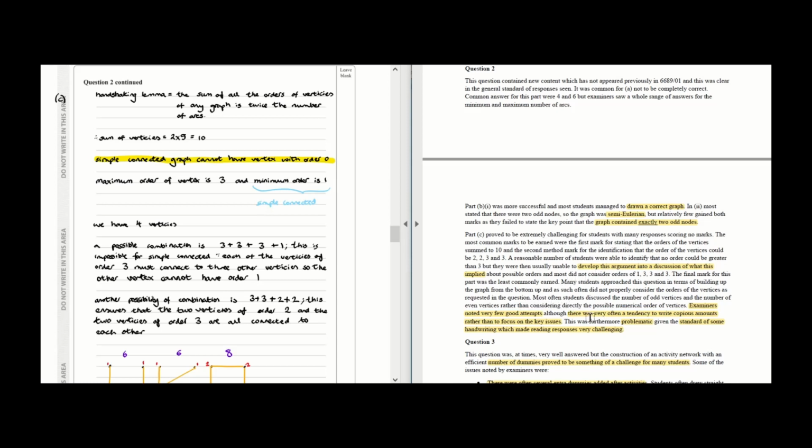There was also the problem of people writing more than what was needed, and I think handwriting gave a bit of a problem as well in terms of answering this question and getting the correct answer. So graph theory, I recommend, if it's something you're struggling with, I recommend looking at other exam boards and checking out their questions on graph theory, particularly those from the older spec.